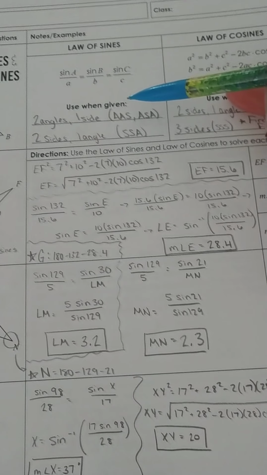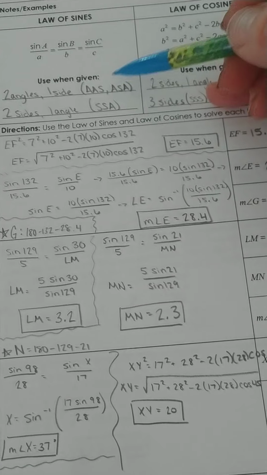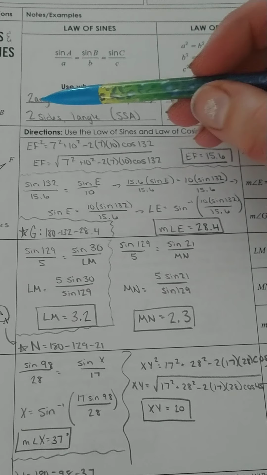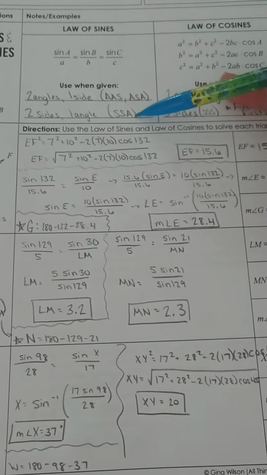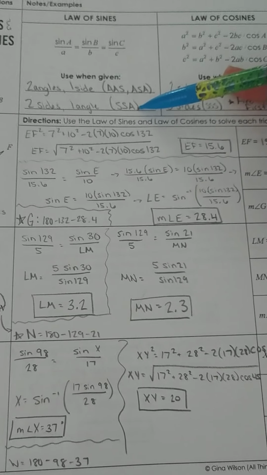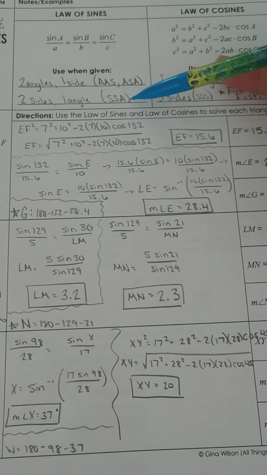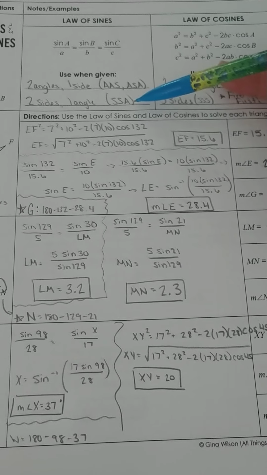You use the law of sines when you have two angles and one side, or if you remember all of our abbreviations, angle, angle, side, or angle, side, angle. You also use law of sines when you're given two sides and one angle, so SSA. If you remember, when we were proving triangles congruent, that was the one thing we were not allowed to use. And you're not using it to prove things congruent, you're just using it to denote, hey, this is a shortcut, this is how I know what to use.